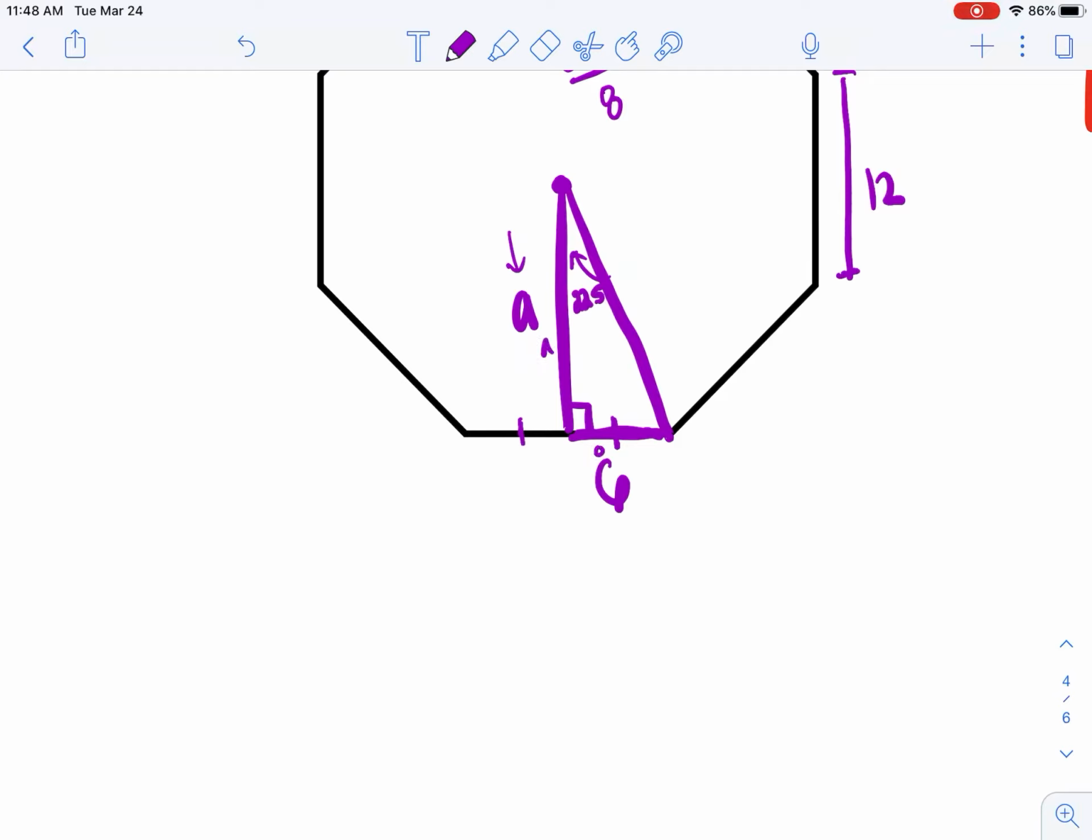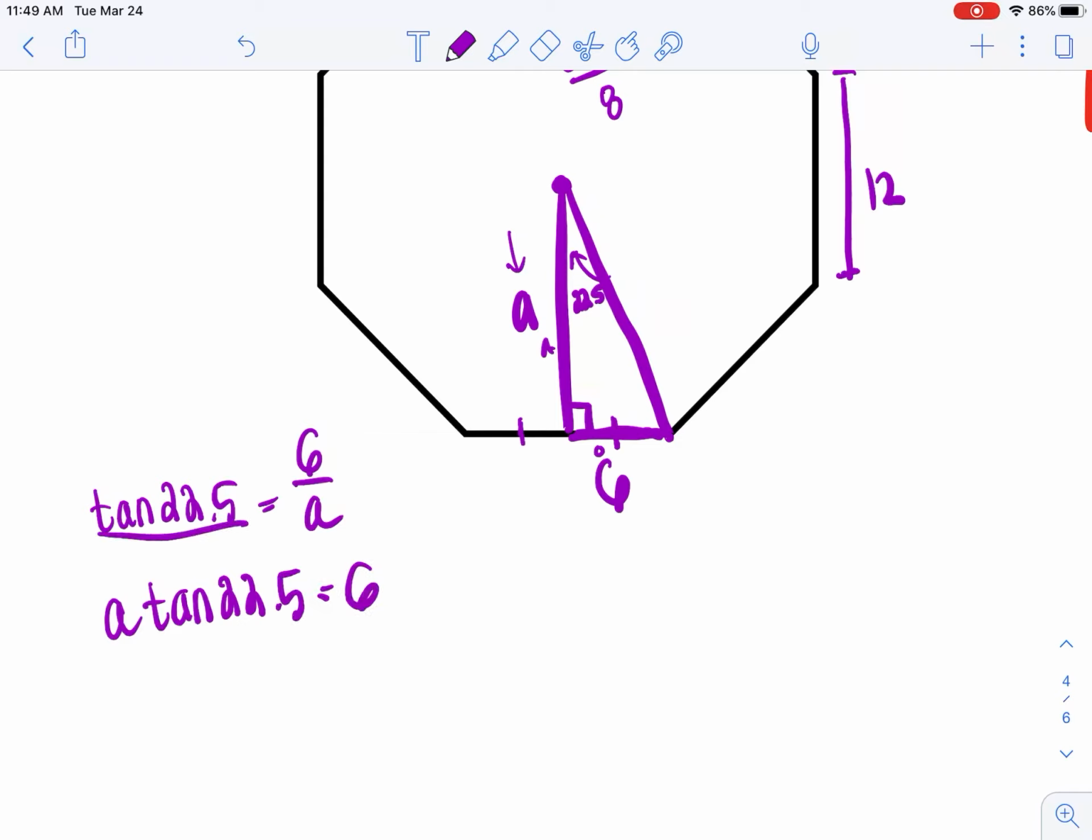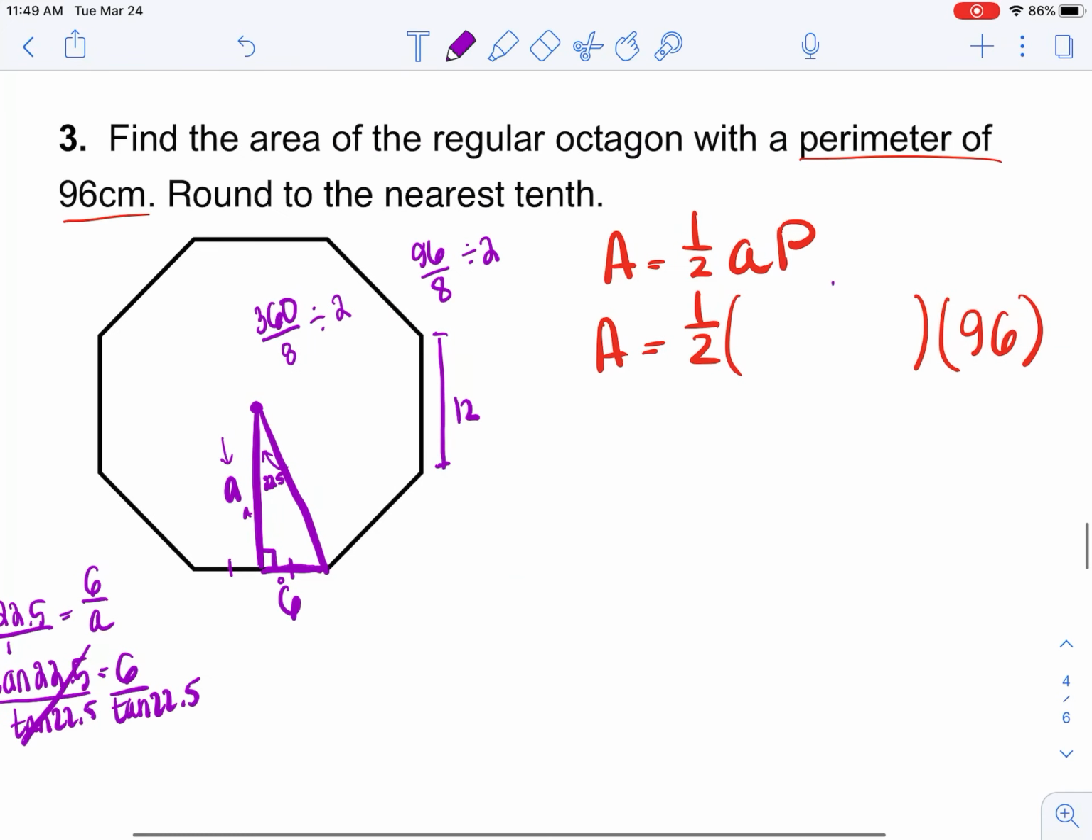Now I can use SOHCAHTOA to find the apothem. This is opposite, this is adjacent, so I'm using tangent. Tangent of 22.5 is equal to opposite, which is 6, over adjacent, which is A. Cross multiply. A times tangent of 22.5 is equal to 6. Divide by tangent of 22.5. That's going to give me A, which is what I was looking for. So I can go ahead and here put 6 divided by tangent of 22.5.